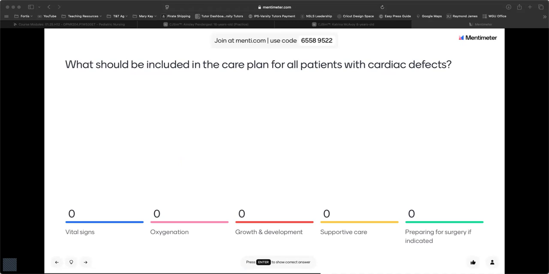Okay. And then moving on to our cardiac patients. What do we include in our care plan for all of our patients with a cardiac condition?